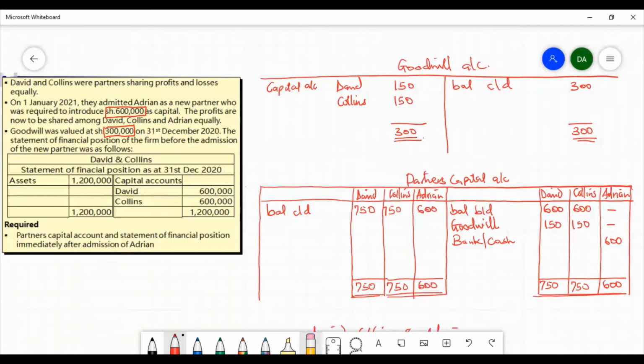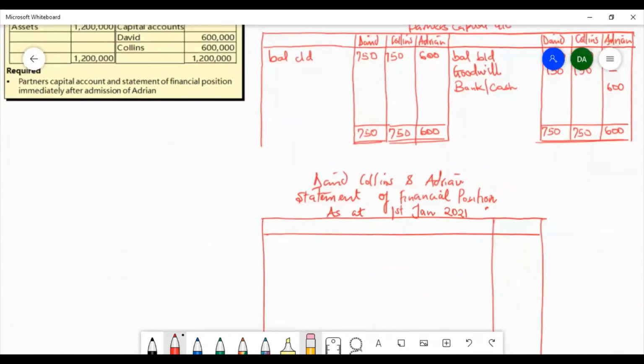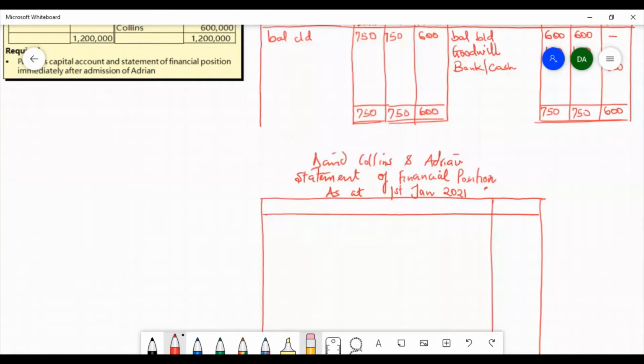This is how to prepare the partners' capital account and the goodwill account on admission of a new partner, where goodwill is to be maintained in the accounts. As you can see in this case, Adrian did not introduce any amount for goodwill, but goodwill was just revalued and shared between the existing partners. Then the statement of financial position after admission of Adrian will look like this.